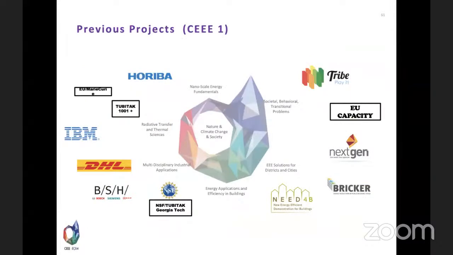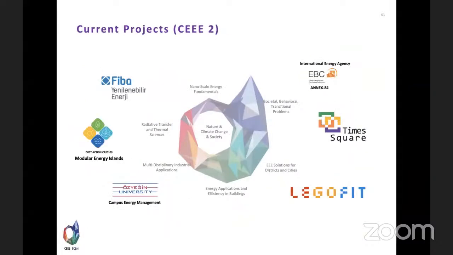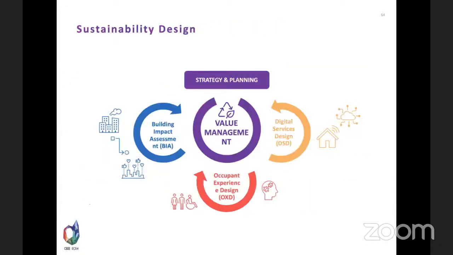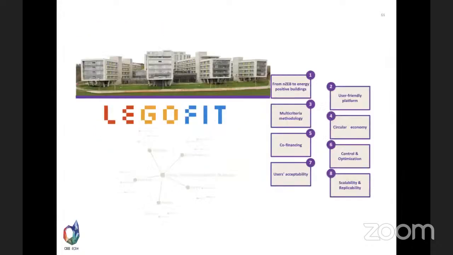We had several grants in the past. Now we have several grants. And for that, we have a very comprehensive objective for overall work. And you can imagine that this is not a simple, straightforward problem. It's really a complex problem that needs transition in academia as well as in the government. But this gives us the value management, which allows us to have the building impact, digital services, and occupant experience design approaches.